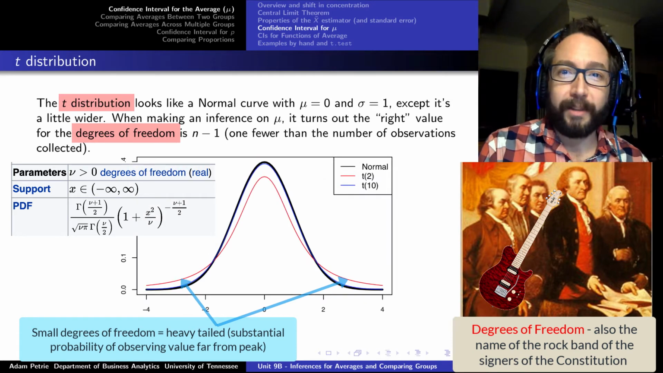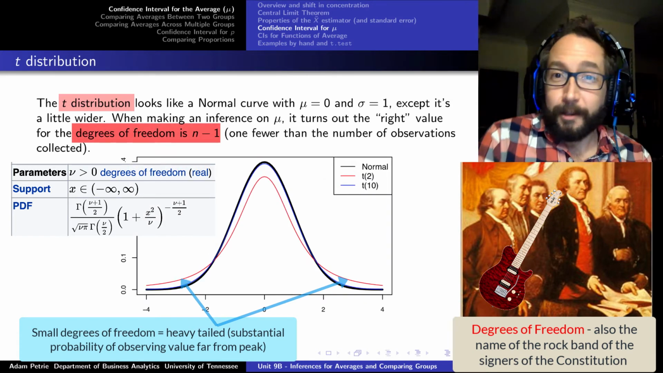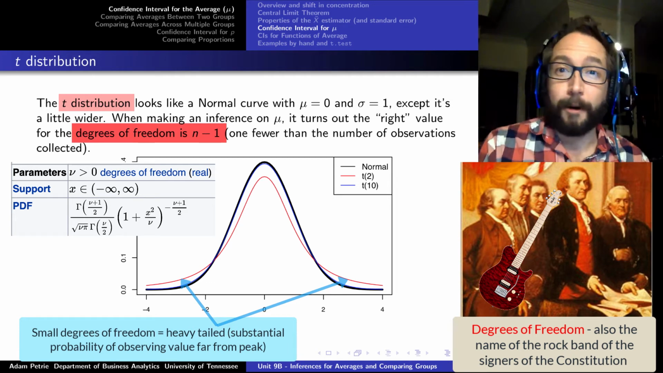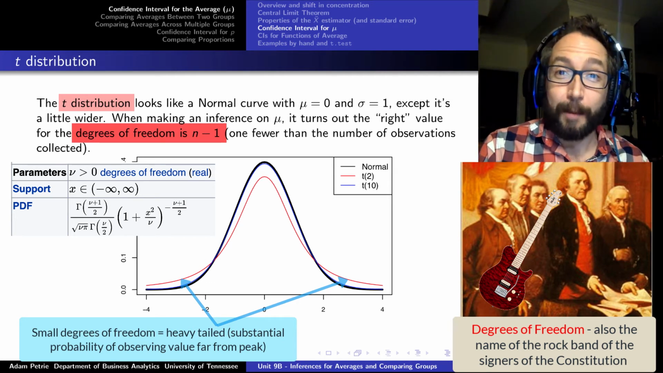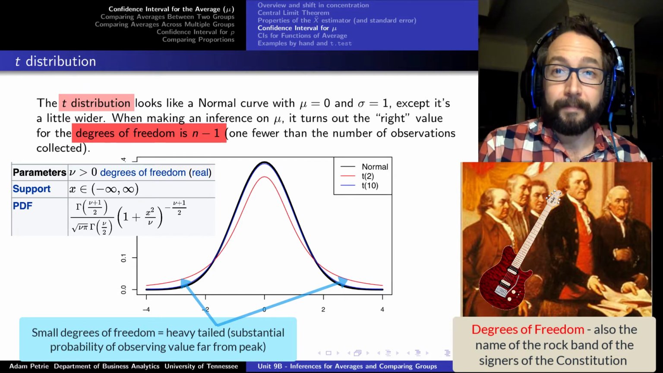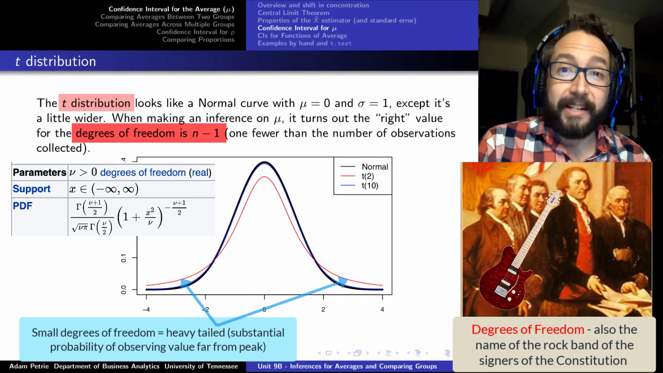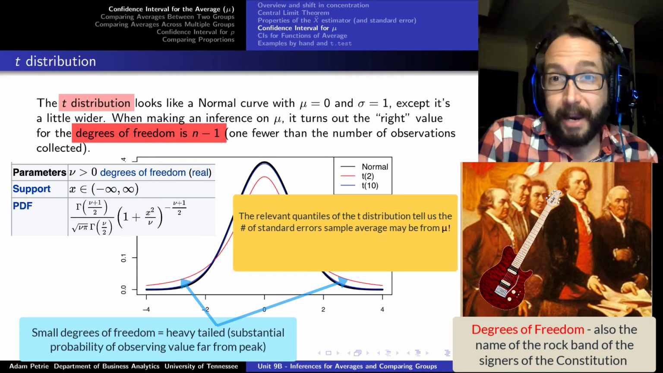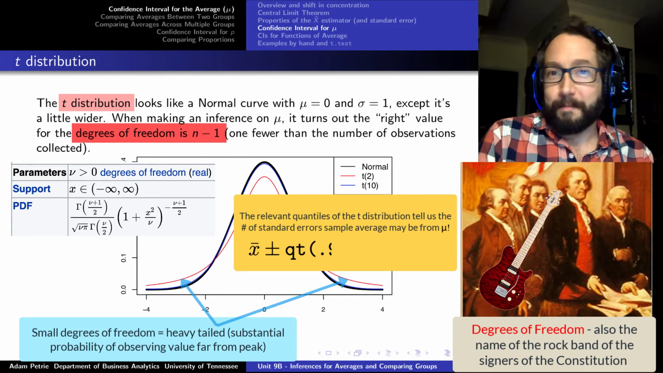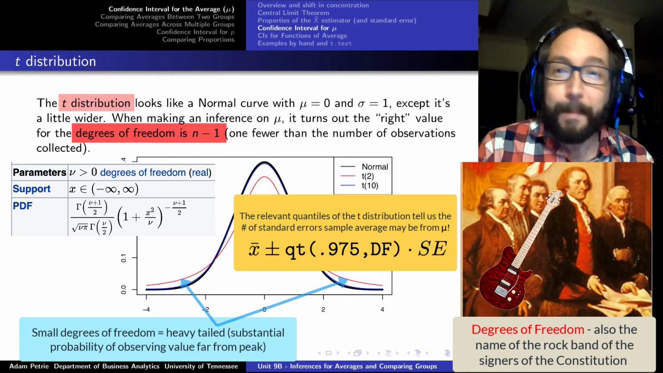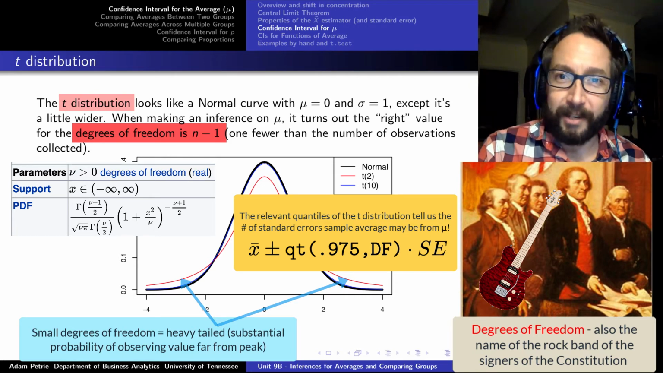So how do we know what the right t-distribution is to model the number of standard errors that x bar might be away from mu? Well, it turns out that the degrees of freedom is just equal to the sample size minus 1. So that's great. We have an idea for how many standard errors x bar, our sample average, might be from mu, and so we can take our x bar, move that number of standard errors away, and bam, there's our 95% confidence interval.